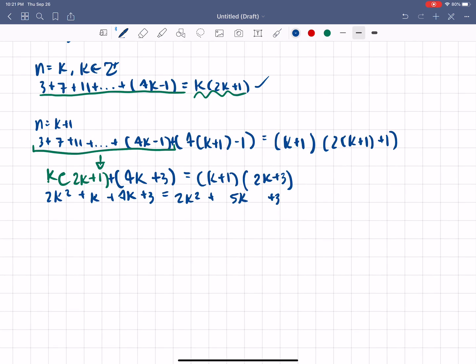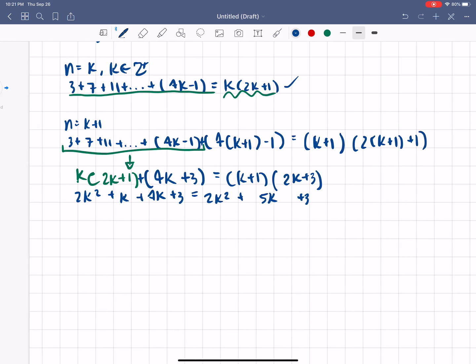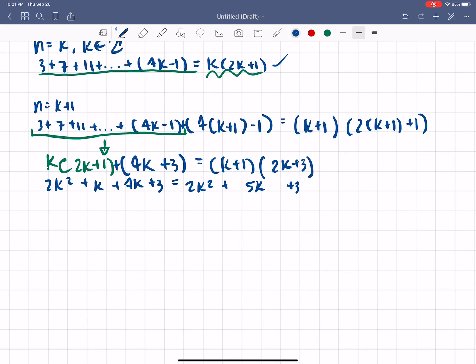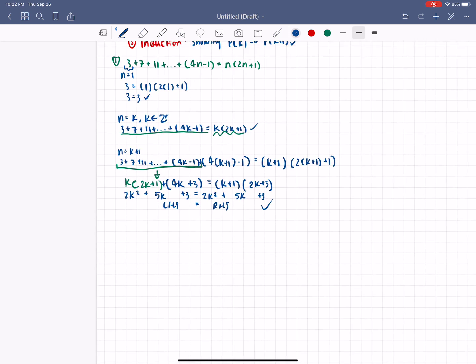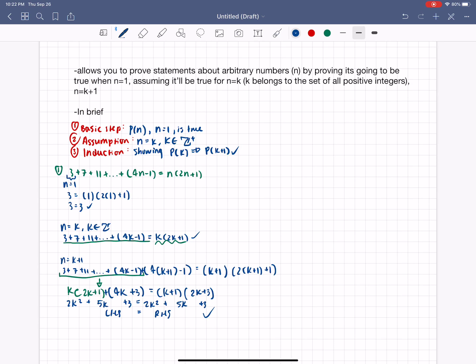And in order to show that k plus 1 holds true, we have to prove that the left-hand side of the equation equals the right-hand side. And so how do we do that? Well, if we erase this and add the constants up, we get 5k. And so left-hand side equals right-hand side. So this is correct. And so that's one example.